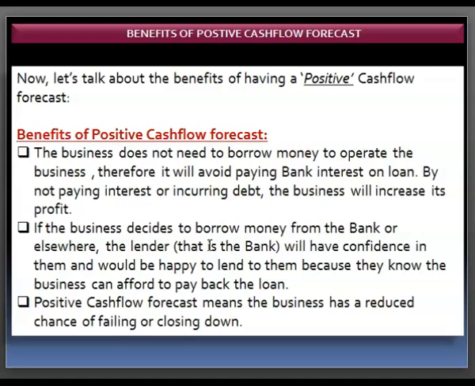Okay, then the third reason why it is good to have positive cash flow is because the business has a reduced chance of failing or closing down. When the cash flow is looking positive, it means the business has enough money for the operation, so they're not going to close down. So these are the major reasons why it is very good for a business to have a positive cash flow forecast. And as you can see, these are the reasons why cash flow forecast is very, very essential for every business, for every company.